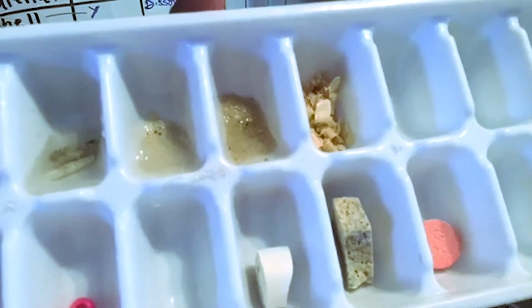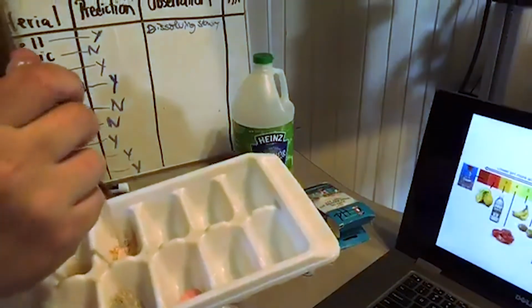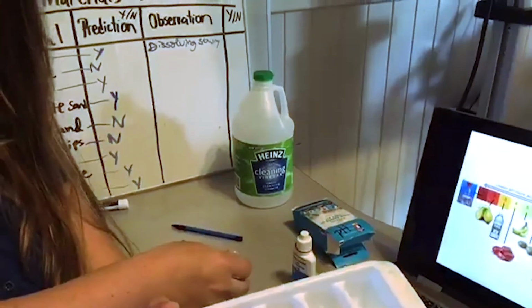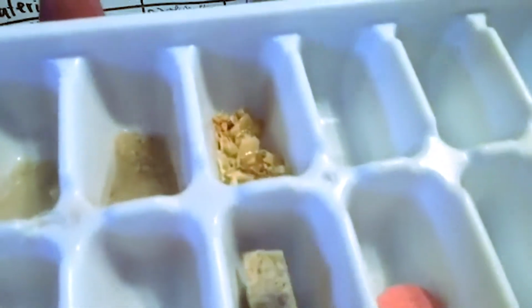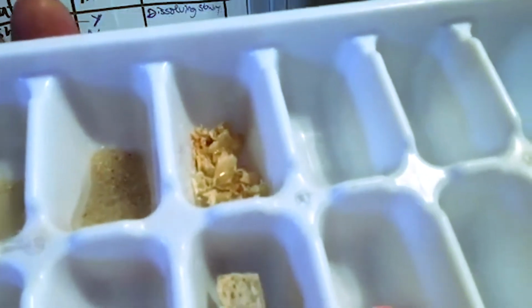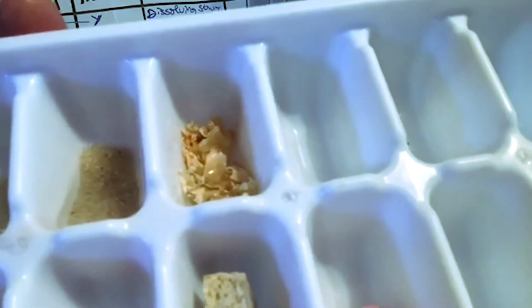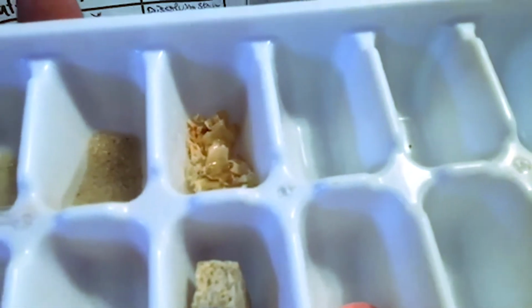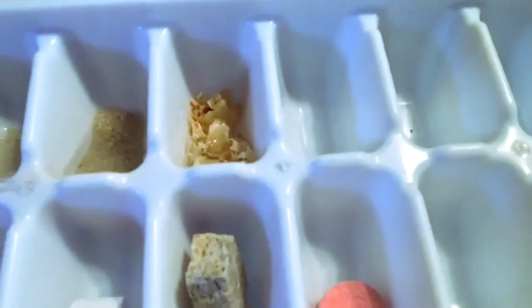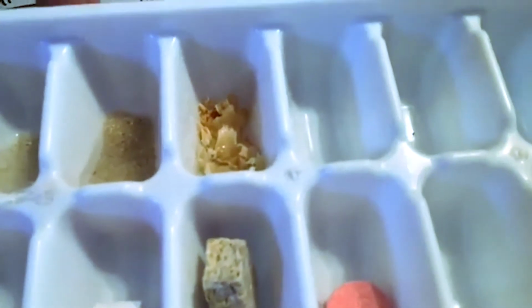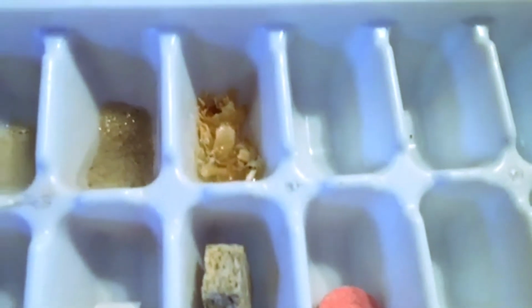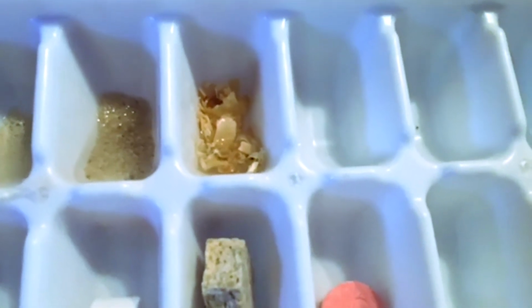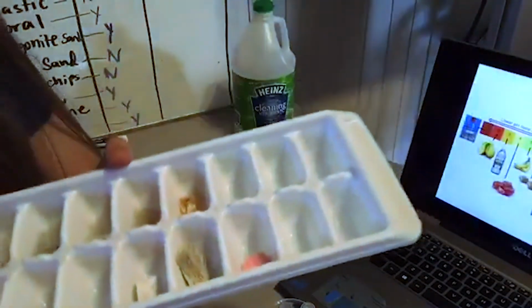Next we'll try our wood chips. Any signs of bubbling there? Not surprising that a tree might not contain any calcium carbonate here. I'd be curious if there are some plants that contain something that would react, but not this one today.